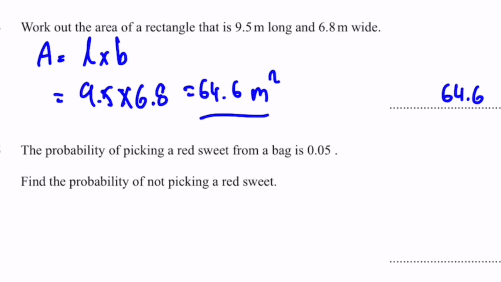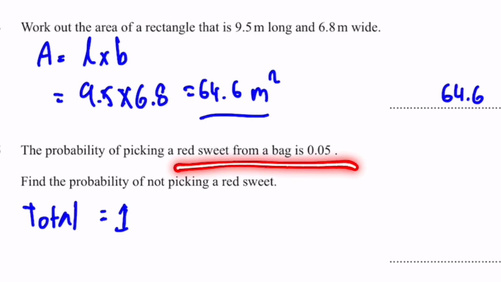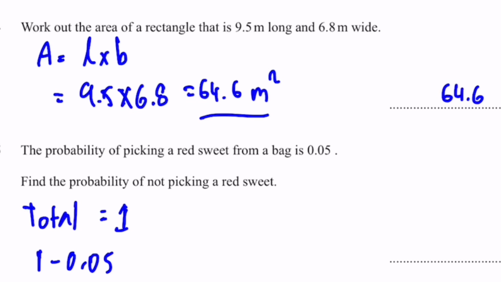So first thing we need to know is that the total probability is always equal to 1. Now the probability of picking a red sweet is 0.05. So the probability of not picking that sweet will be 1 minus 0.05. That's equal to 0.95. That's the answer.